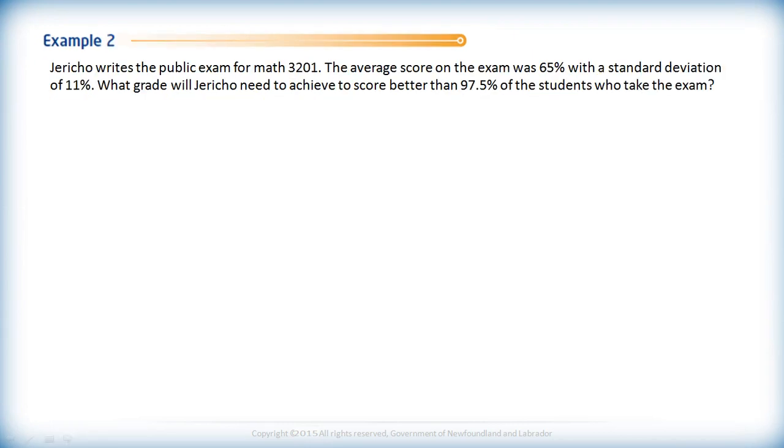Alrighty. Jericho writes the public exam. That's a cool name. Jericho writes the public exam for Math 3201. The average score in the exam was 65%. So there's our mean. And the standard deviation was 11%. What grade will Jericho need to achieve to score better than 97.5% of the students who take the exam?